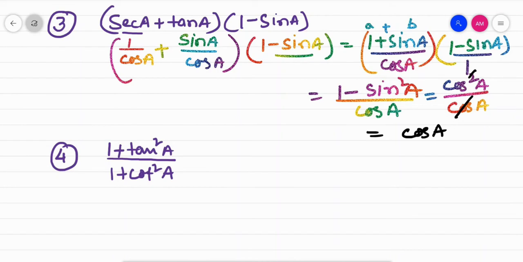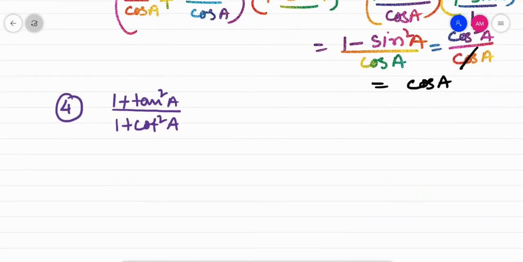Now let us see what is the answer for 1 plus tan square A by 1 plus cot square A. Children, you can change in either way. Either you write 1 by tan for cot or 1 by cot for tan, so that you can make the whole thing in one function and it will be easy for you. Let us go for changing cot A to tan A. So you know that cot A is equal to 1 by tan A. Okay. So let us proceed this way.